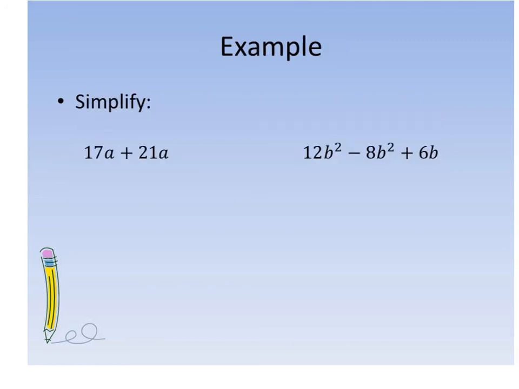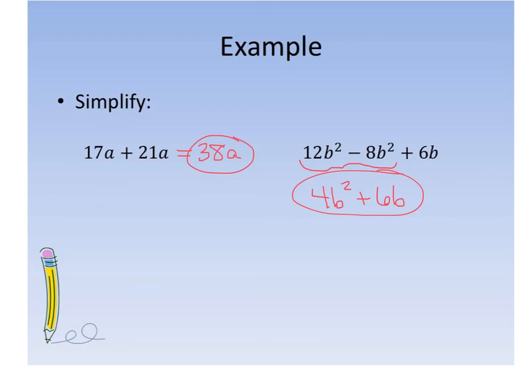So we want to simplify these. 17a plus 21a, are they like terms? They are, so we can combine them. So 17 plus 21, 38a. Okay. And 12b squared minus 8b squared plus 6b. Are there any like terms there? There are, right? They don't all have to be like terms. You just are going to combine whatever like terms you have. So 12 minus 8 is 4b squared plus 6b. No more like terms, no parentheses.